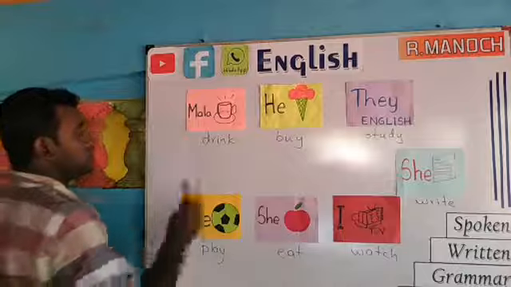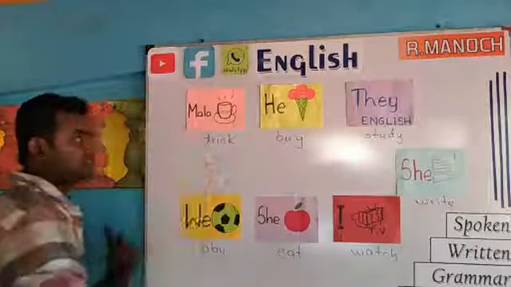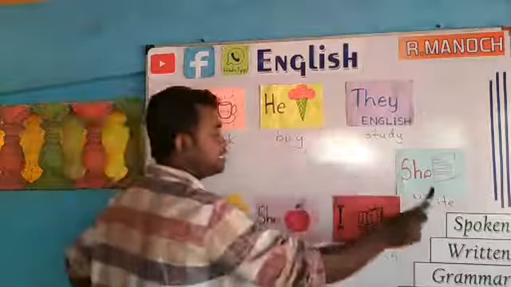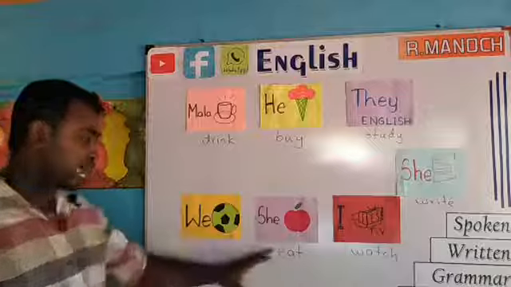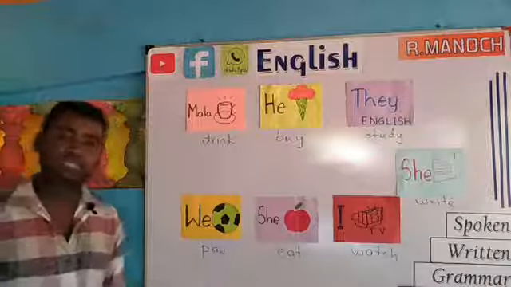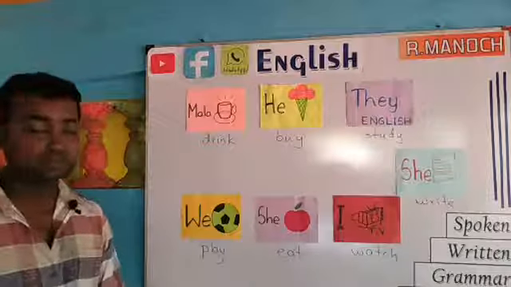Past perfect. Mala had not drunk a cup of coffee. He had not bought an ice cream. They had not studied English. She had not written a letter. I had not watched TV. She had not eaten an apple, and we had not played football. Either you can say we hadn't played football as well.